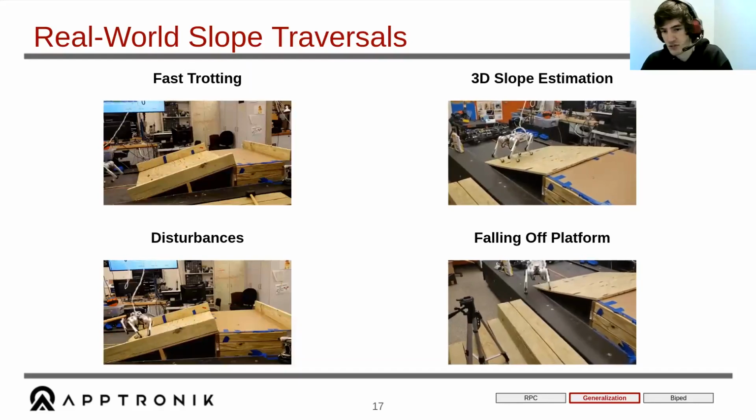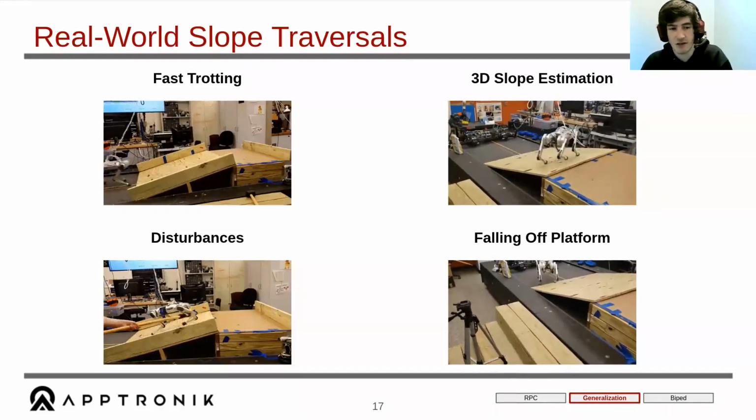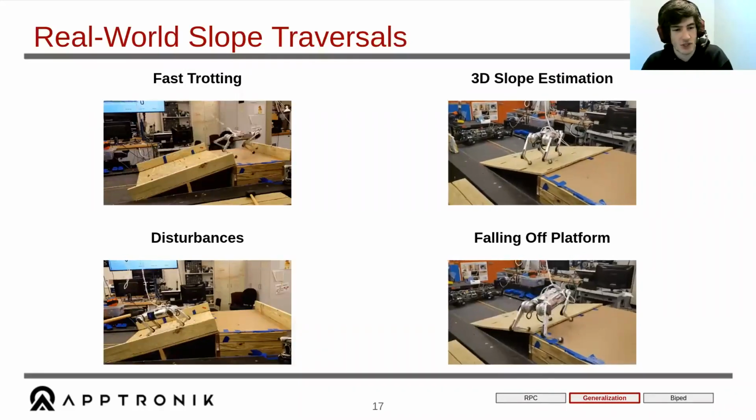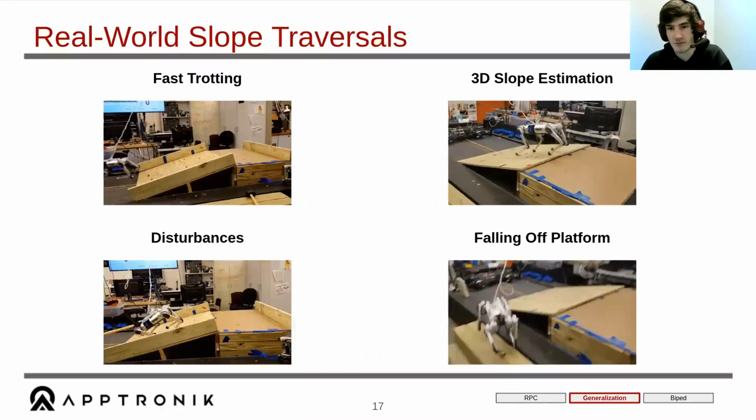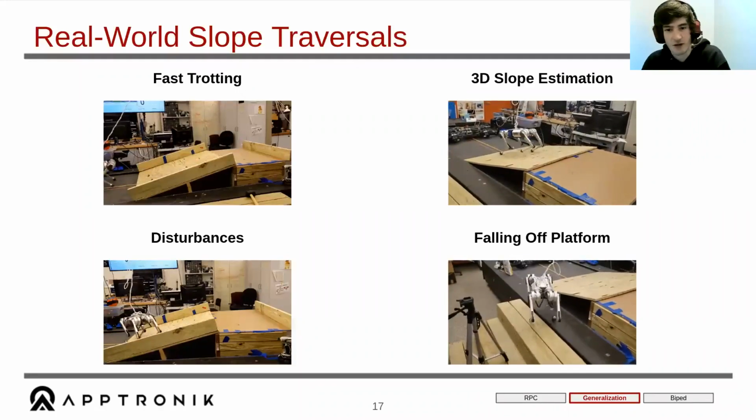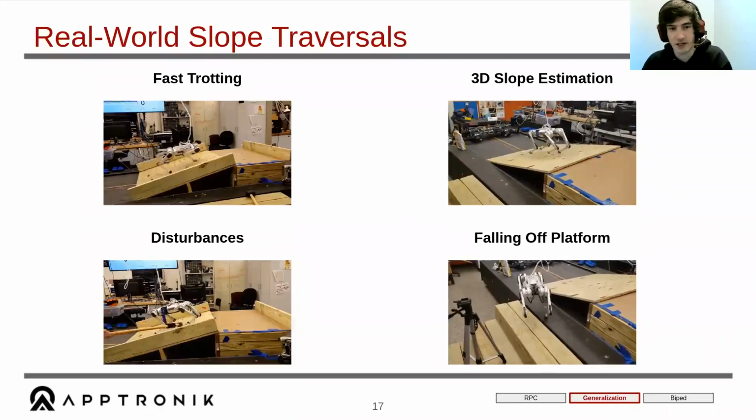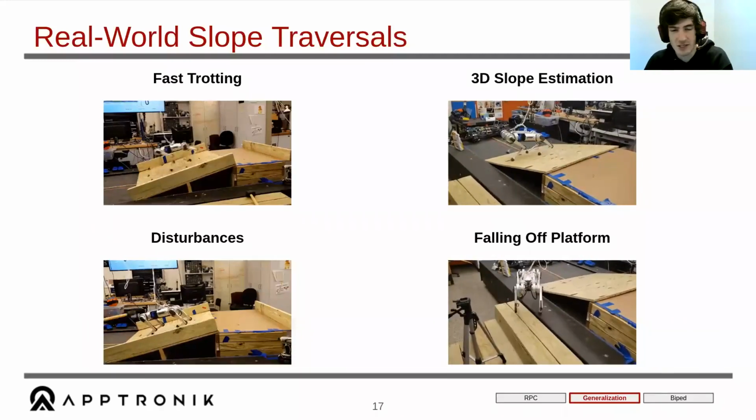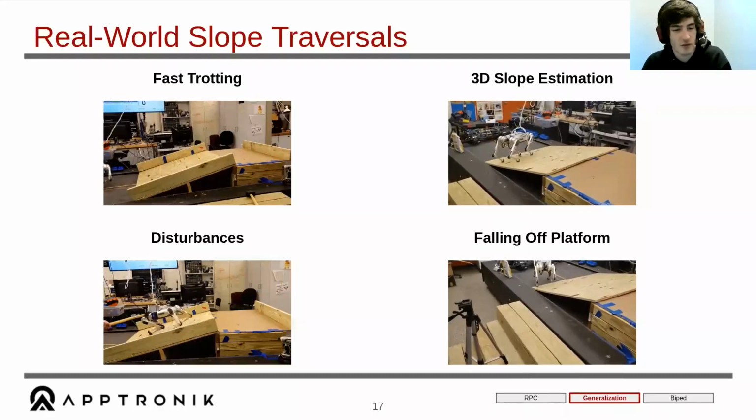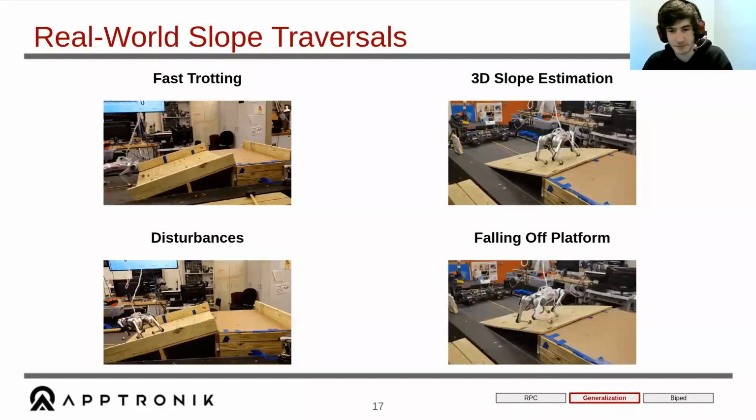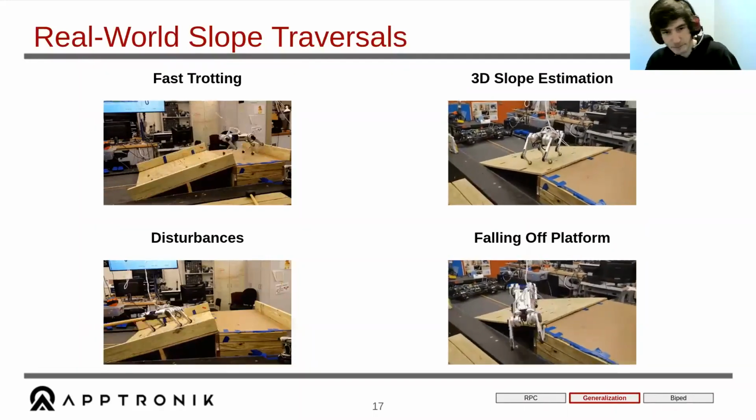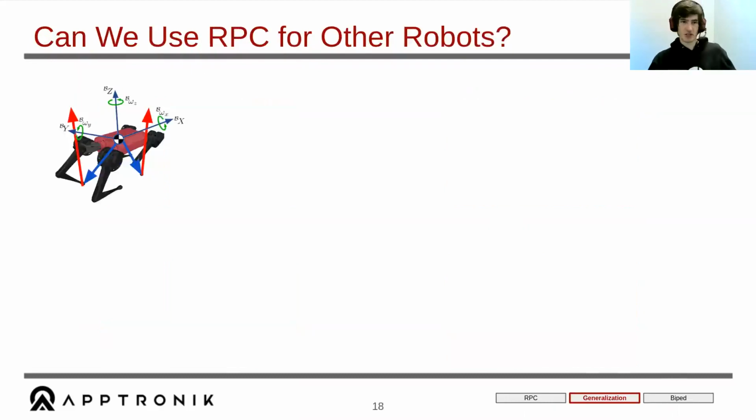That fall is almost, I'd say, 75% of its body height, which, if you think of yourself as a human randomly, blindly stepping off 75% of your body height, you'd probably fall down. So I was pretty excited to see that the robot was able to robustly handle this. So the next question that I had was, can we use the RPC for other robots?